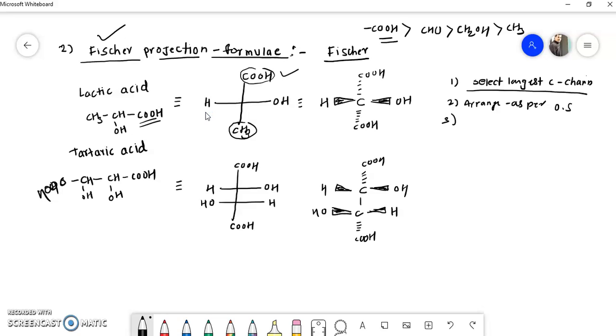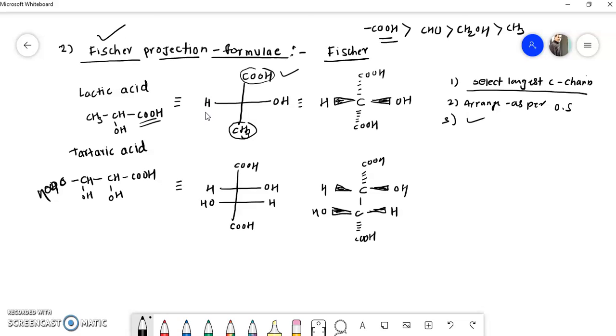Okay. So you always remember that in the Fischer projection formula, the groups which are on horizontal lines are pointing towards you or towards the observer, and the groups which are on the rear, which are on the vertical lines, are pointing away from the observer. So this thing also you have to remember. So in this way, you can write the Fischer projection formula of any molecule if there are more than one asymmetric carbon atoms, or if there is only one asymmetric carbon.